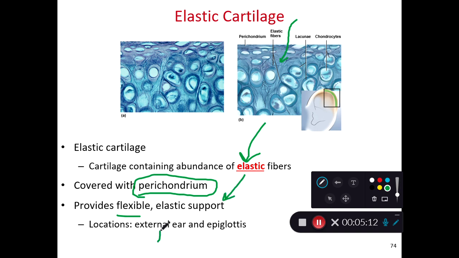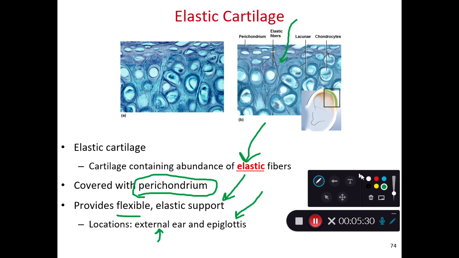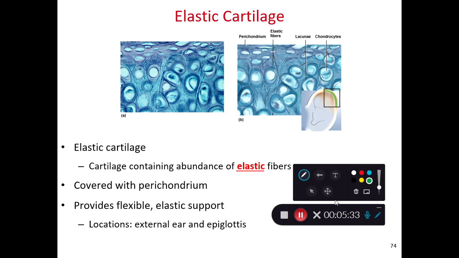So if we look at our external ear, it has a lot of elastic cartilage. I'm wiggling mine right now. Hopefully you can reach up and wiggle your external ear right now. Let's leave our epiglottis alone. Now, I don't want to wiggle my epiglottis down in the back of my throat just because that's really uncomfortable. But the epiglottis is another structure in the body known for having a lot of elastic cartilage present in it.